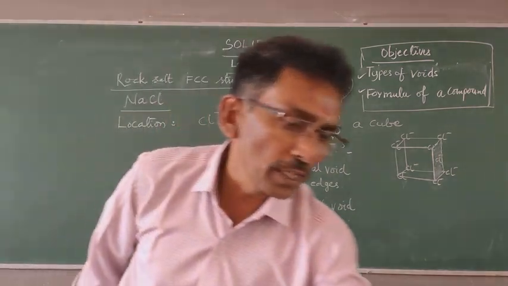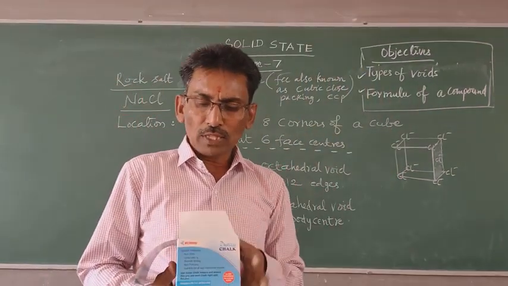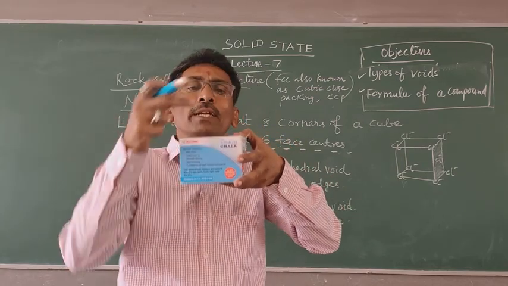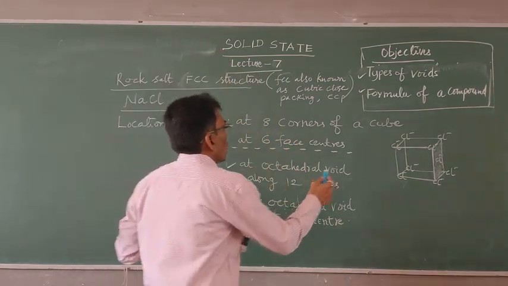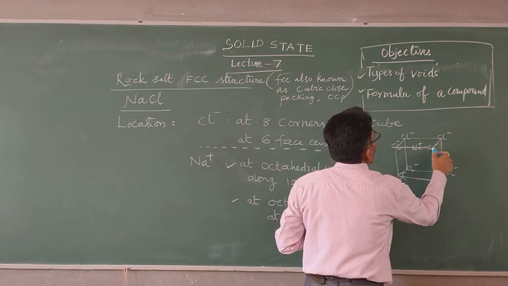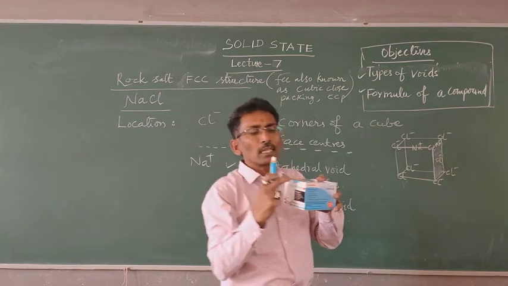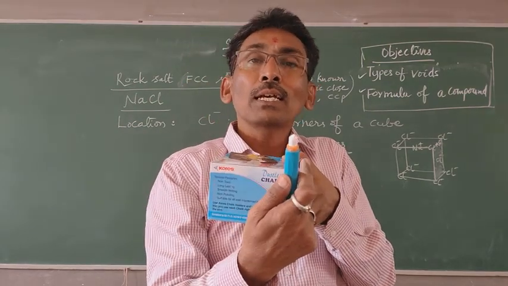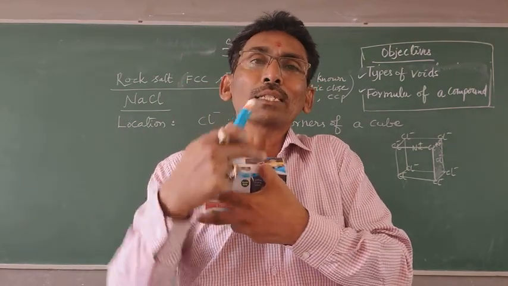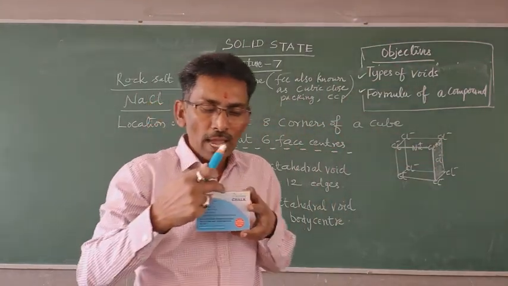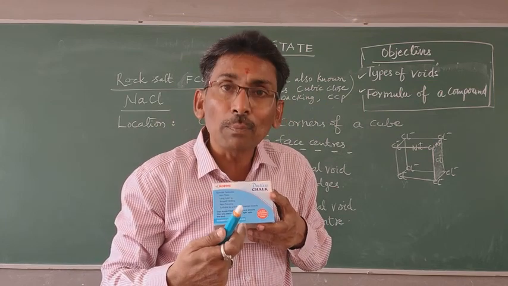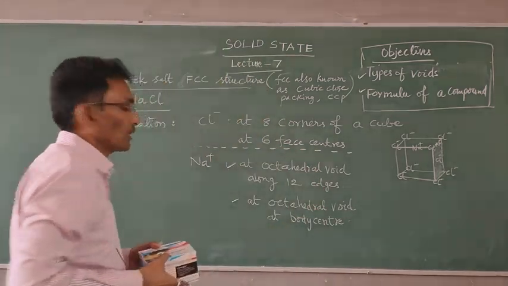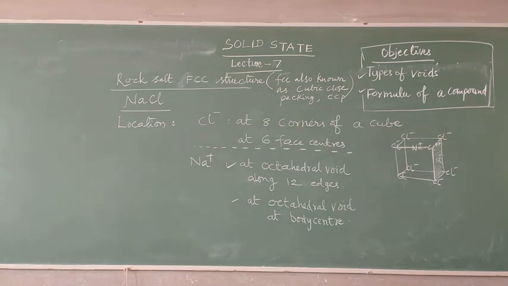If you take one unit cell without sharing, where are the ions present? Corner Cl minus, Cl minus. Edge is an octahedral void, Na plus. So along the edges, middle, Na plus, Na plus, Na plus, Na plus. So here Cl minus, edge Na plus, and corner Cl minus. Edge Na plus, Cl minus, alternately arranged in a 3-dimensional way. And here Na plus, face center Cl minus, and Na plus, edge center. Edge center, face center, edge center.